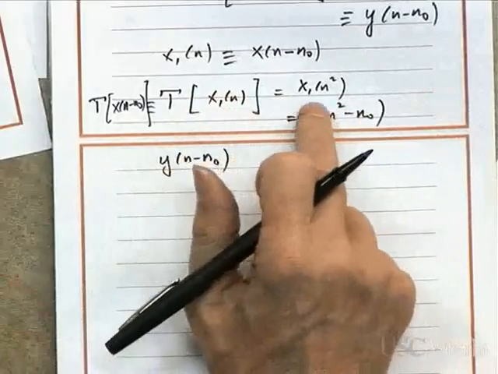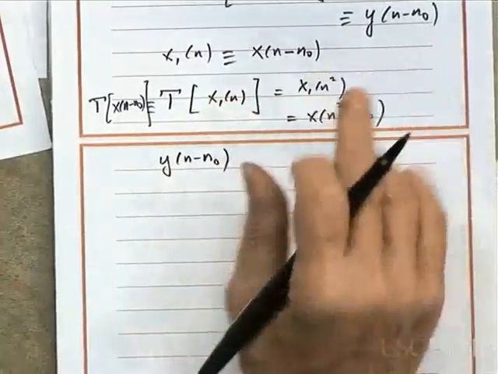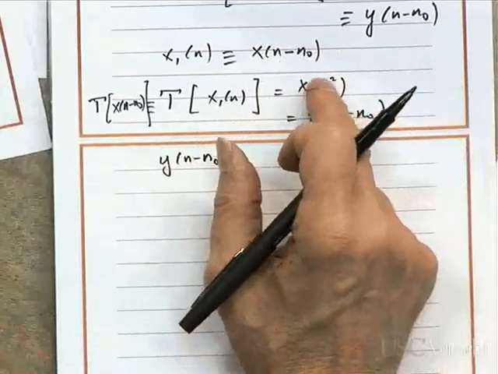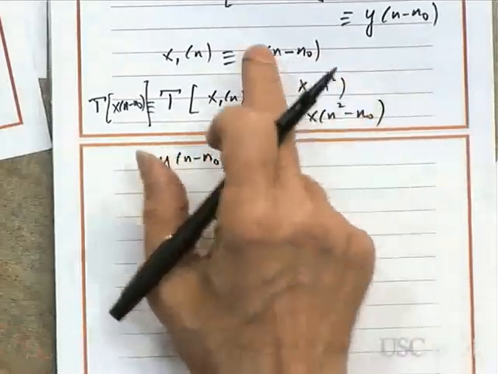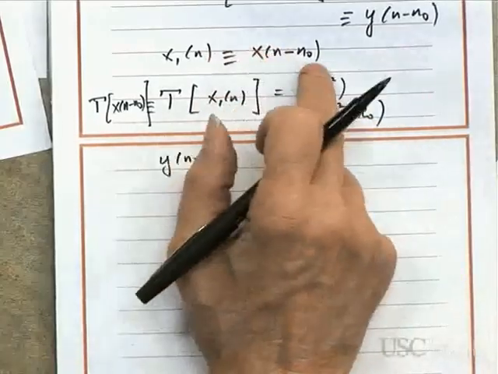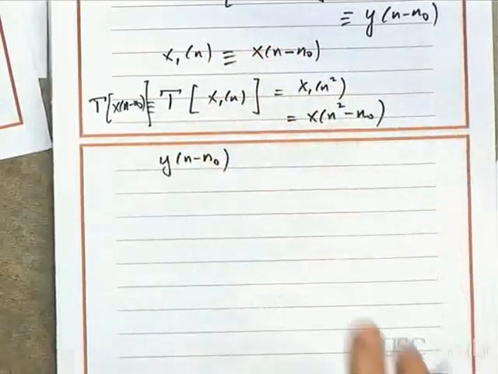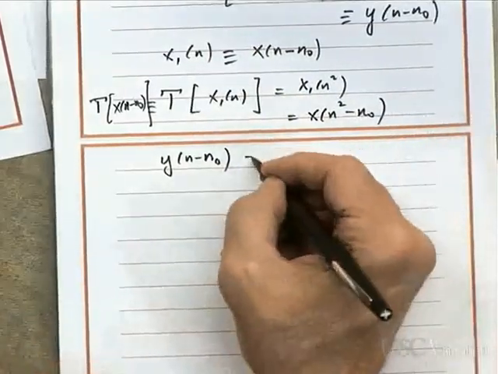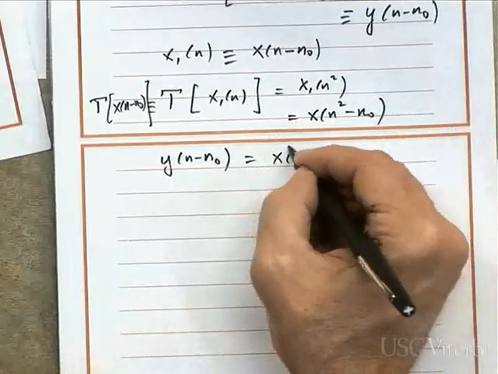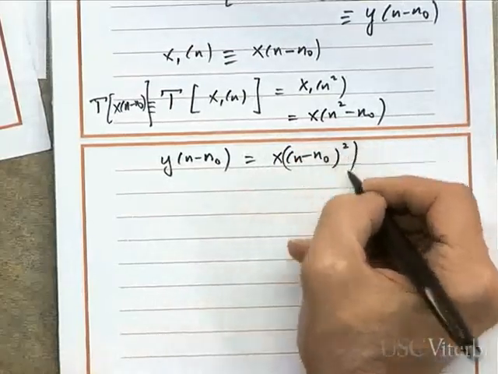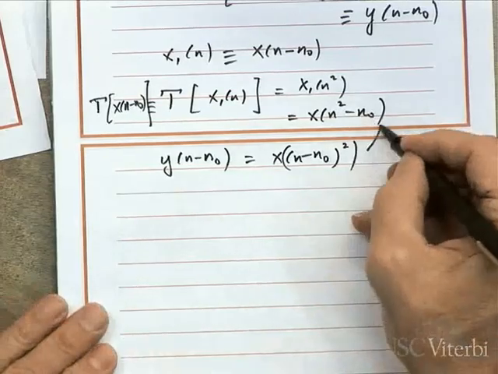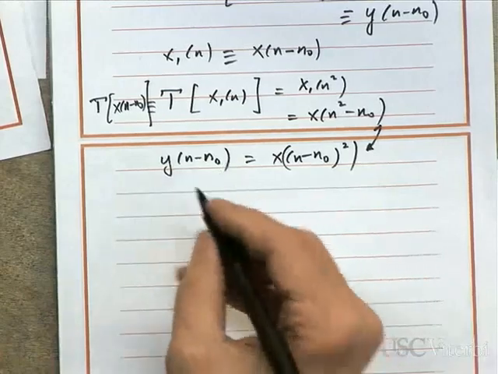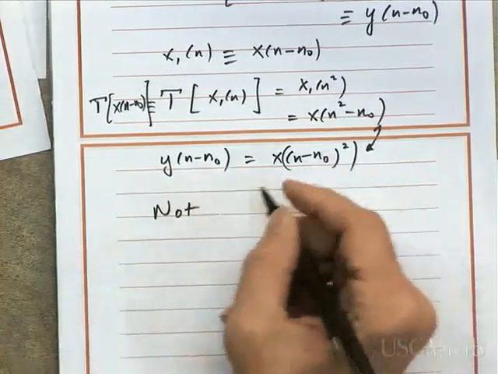Namely, T of x1 we know is x1 of n squared by definition. Then if I look at what x1 of n is, all I have to do is replace n in the definition with n squared. So that's all I have to do. That's why I get x of n squared minus n naught. But if you look at this, this is x of n minus n naught, squared, like we discussed before. Now you compare these two. Guess what? Sorry, they're not the same. So this is not shift invariant.